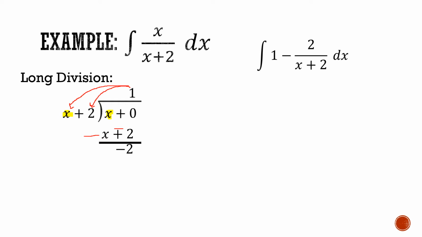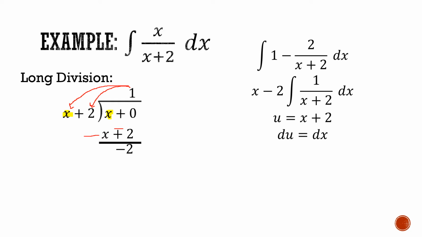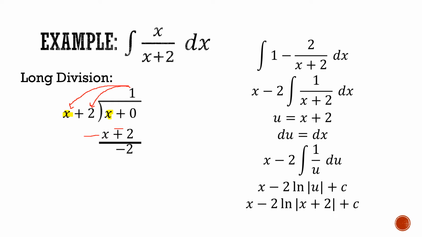All right, so I'm going to rewrite my integral as 1, which was what we got when we divided, minus 2 over x plus 2, which was my remainder. Now integrating this, I get x minus 2 times the integral of 1 over x plus 2. Doing a quick u sub, I get u equals x plus 2. That means du is dx. And I'm left with x minus 2 times the integral of 1 over u du. And then I should be able to quickly see that that's just ln absolute value of u. So I have x minus 2 ln absolute value of u plus c. And then plugging my u back in, I have x minus 2 ln absolute value of x plus 2 plus c.